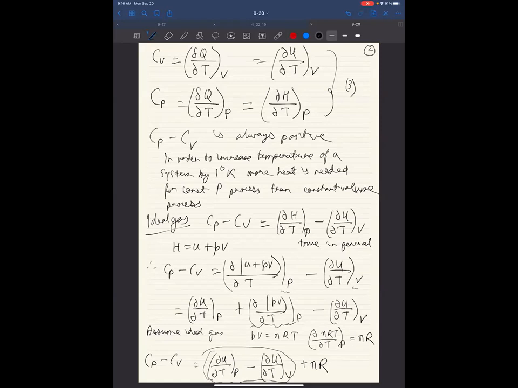It won't. We don't know how U depends on T and how it depends on V for a real gas. But for an ideal gas, we know how U depends on T and V, right? So let's mark this as equation 4. I will go to the next page. Equation 4 says that Cp minus Cv is equal to partial U by partial T at constant pressure minus partial U by partial T at constant volume plus nR.